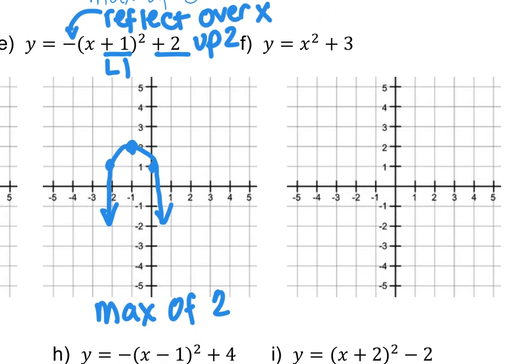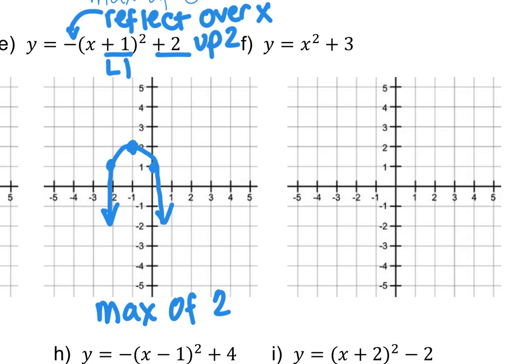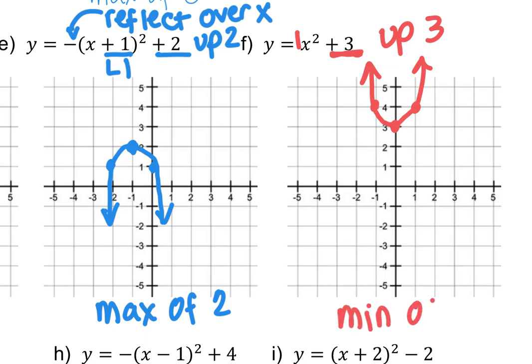Now let's go to F. I'm going to use a different color here. We have this +3, which is up 3. So let's move our vertex up 3. And then we have our just up 1 to the right 1 to the left 1, right? Because we just have that 1 in front of that x. Connect those. So do we have a max or min here? Minimum. Minimum of 3. Very good.